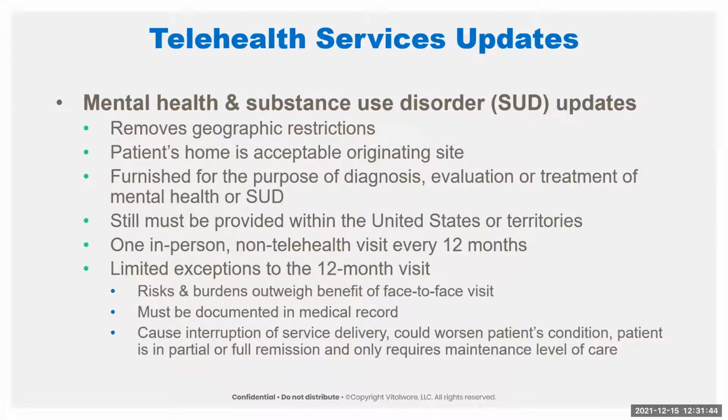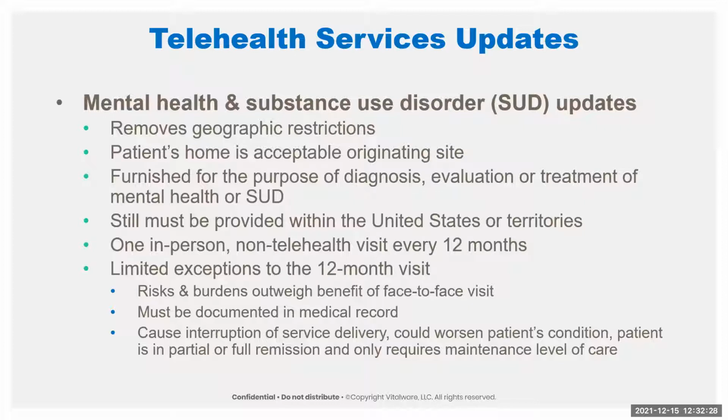Because for the mental health and substance use disorder, CMS is removing geographic restrictions for telehealth services. Because for telehealth services, you had to be geographically separated and within a certain number of miles from a provider, and all kinds of fun things. But what they are going to do is remove those geographic restrictions. The patient's home is going to be an acceptable originating site, which for other telehealth services after the end of the pandemic, is not going to be the case.